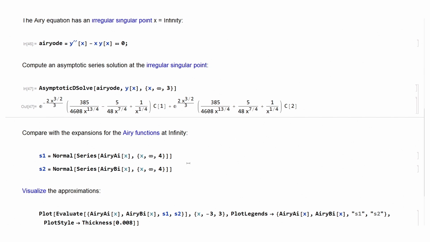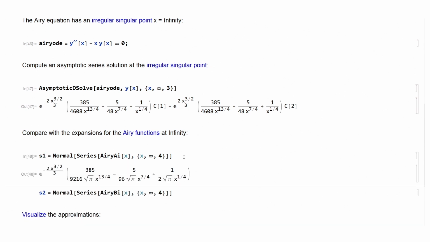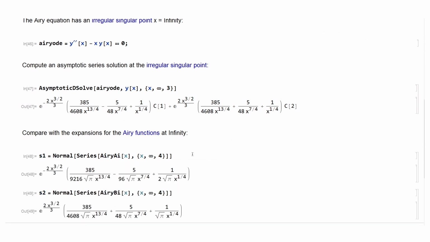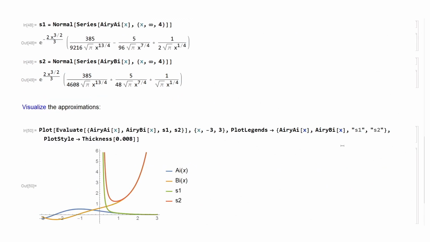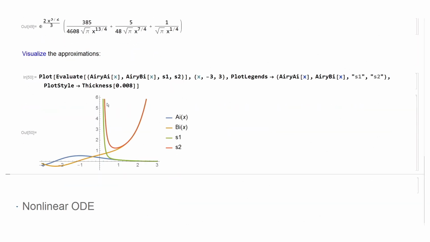Okay, so now you do a comparison with the Airy function. You see you get exactly the same answers for each component over there. One of them is Airy Ai, the other one is Airy Bi. And if you plot them, because you're at infinity, initially the expansion doesn't match, but at infinity, each approximation clings on to the correct function. So it's pretty remarkable how nice the answers are when you start working with them.